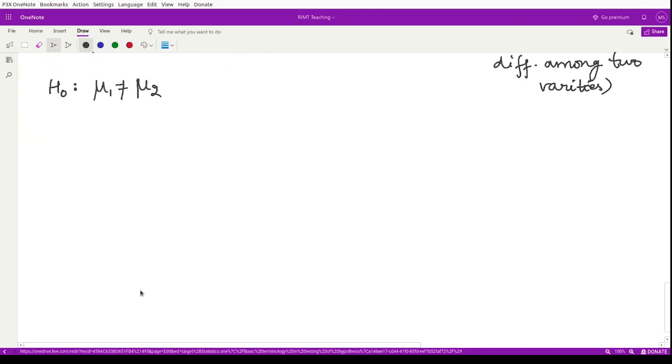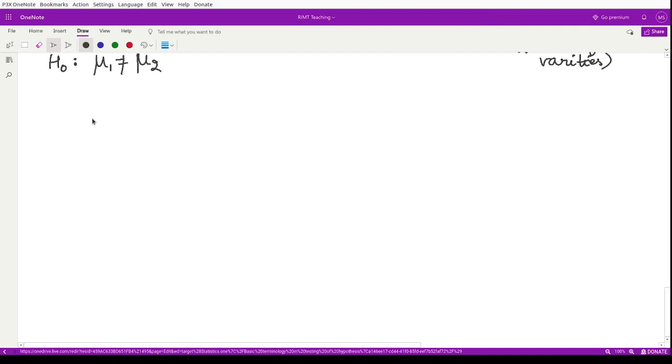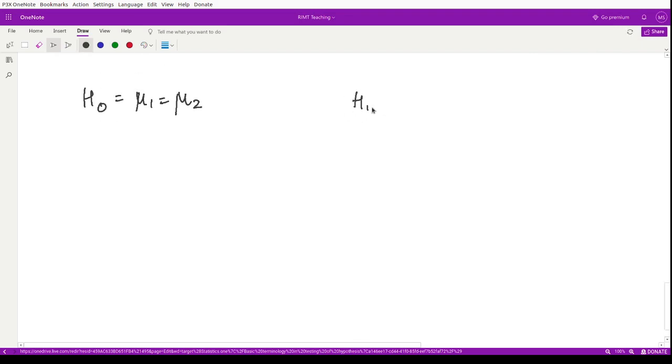So based on that, suppose your H0, our hypothesis, is that we do not have any difference among these two varieties. So your H1 would be what? We have a difference between these two varieties.